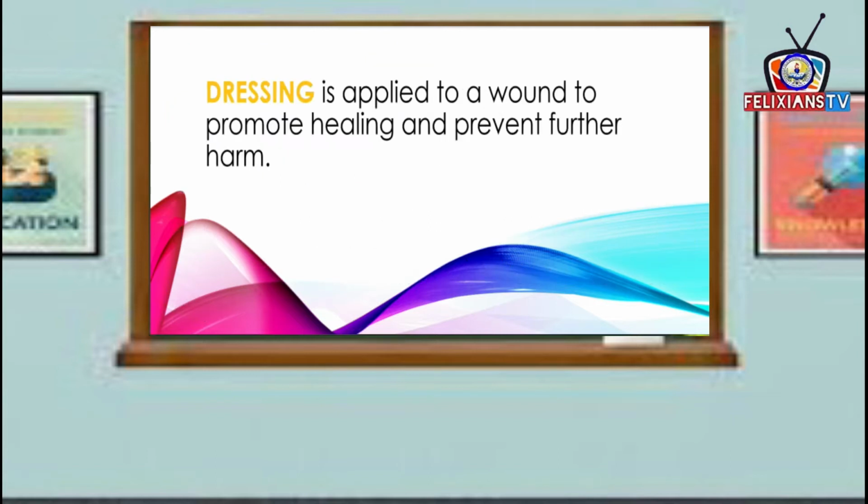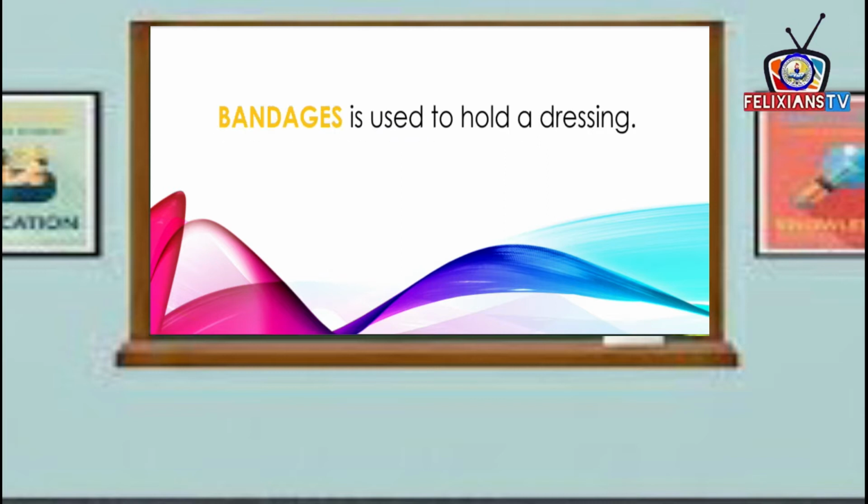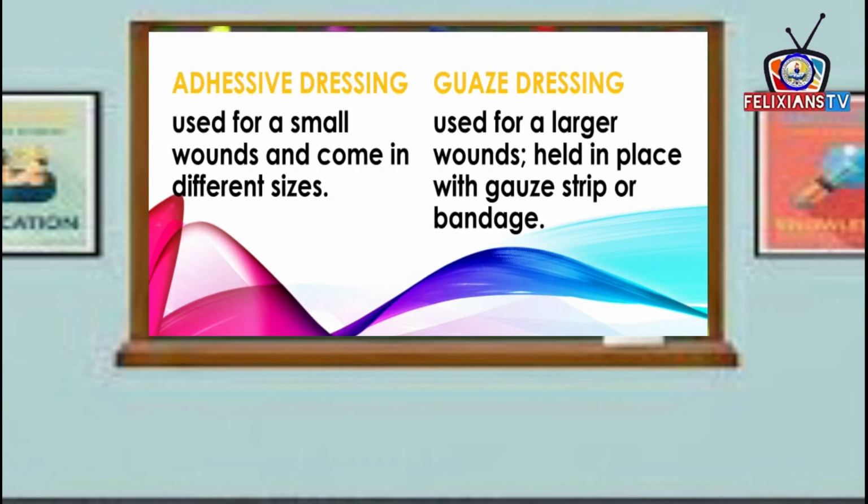Dressing is applied to a wound to promote healing and prevent further harm. Bandage is used to hold a dressing. Adhesive dressing is used for small wounds and comes in different sizes. Loose dressing is used for larger wounds, held in place with a loose strip or bandage.